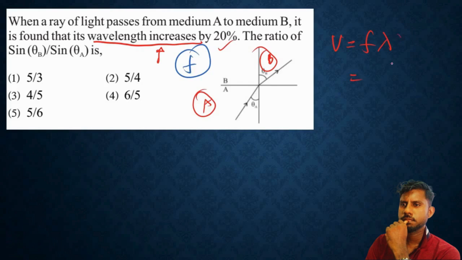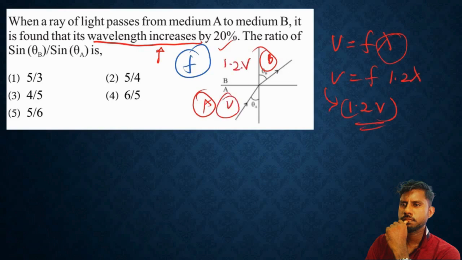So if lambda is increased by 20%, so it's 1.2 lambda, then the velocity will be increased by 1.2 V. Now the velocity will be 1.2 V here in the second medium. In the first medium, if it's assumed V, then in the second medium it's 1.2 V. This is the point we are getting. So we have to connect these angles and the refractive index or the velocity.